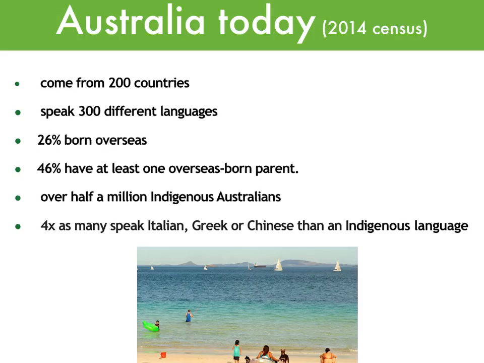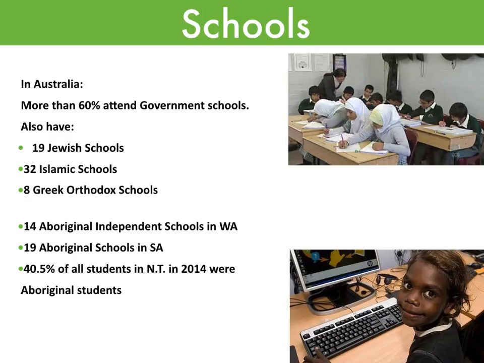Here are some more facts from the 2014 census. It's really interesting to see here that over a quarter of all of us in Australia have been born overseas, and almost a half of us all have at least one overseas born parent. So that's an interesting fact there. That means we should be a lot more culturally aware and understanding than we are sometimes in Australia.